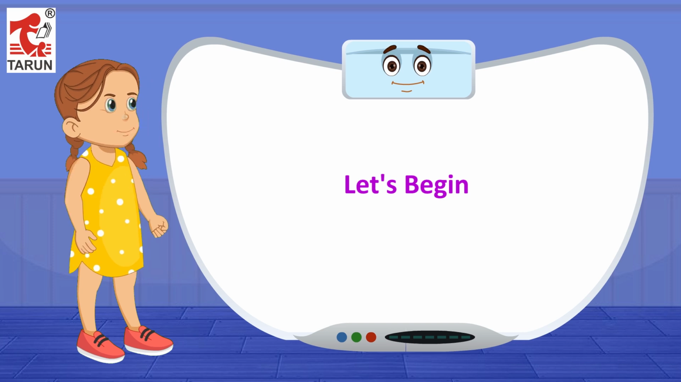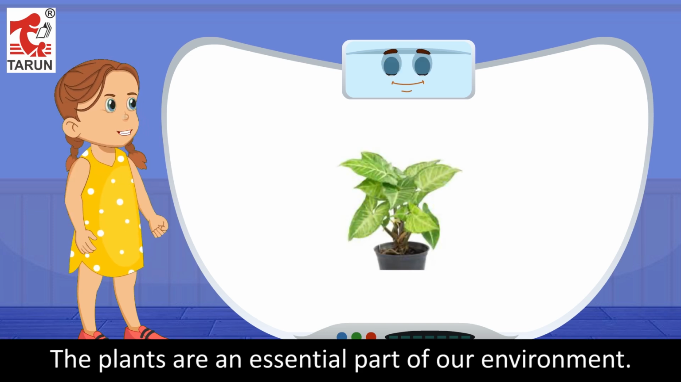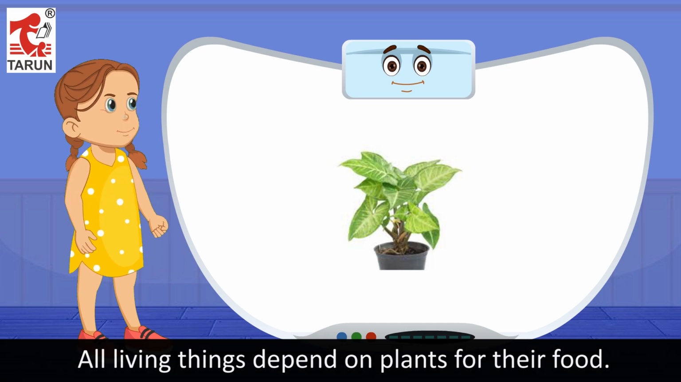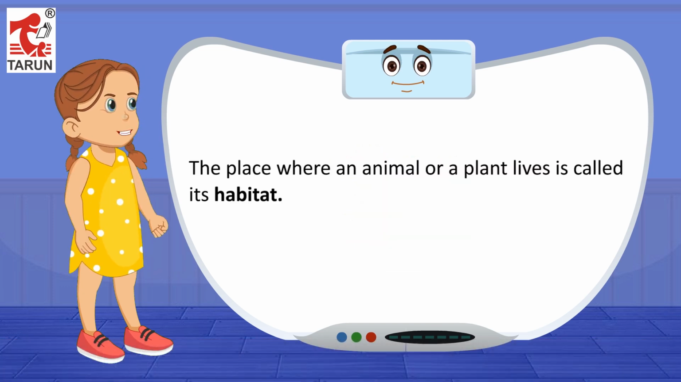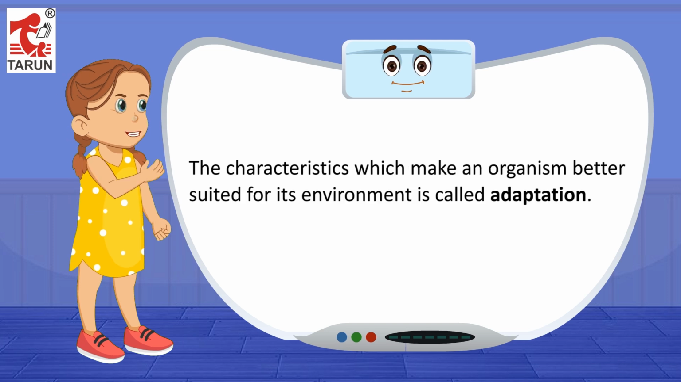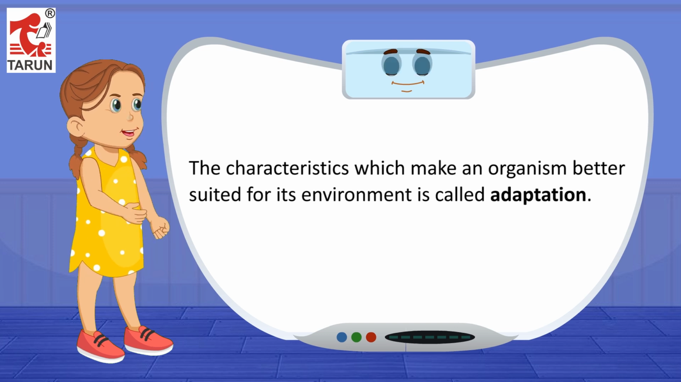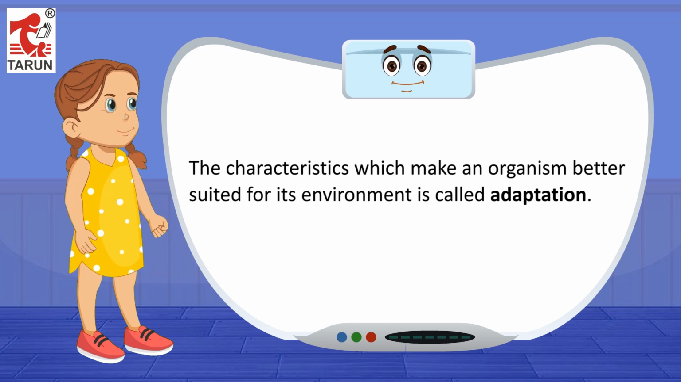Let's begin. The plants are an essential part of our environment. All living things depend on plants for their food. The place where an animal or a plant lives is called its habitat. The characteristics which make an organism better suited for its environment is called adaptation.